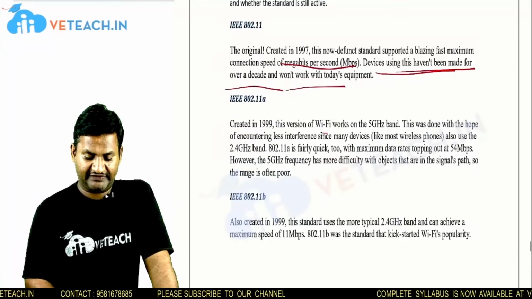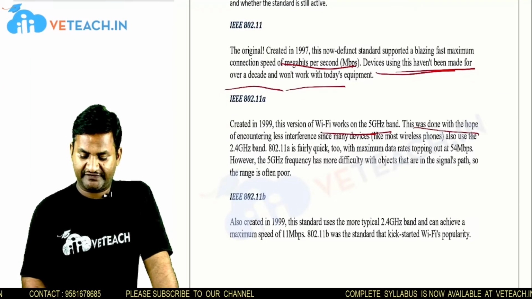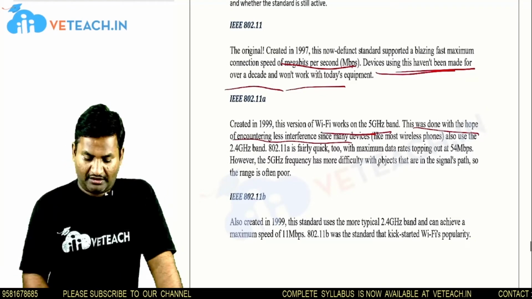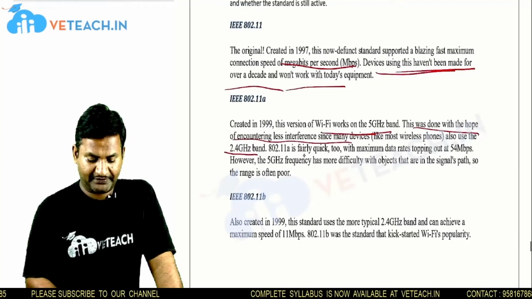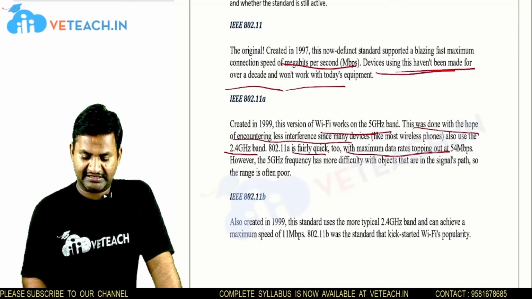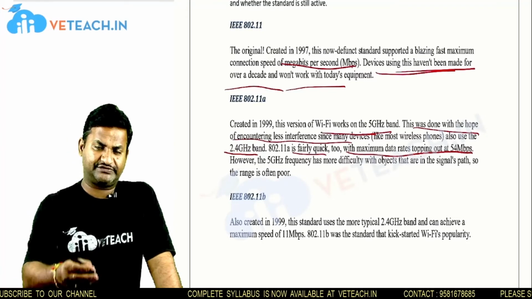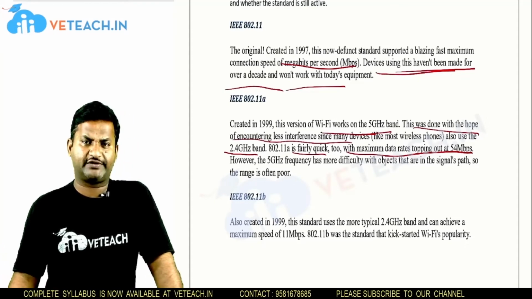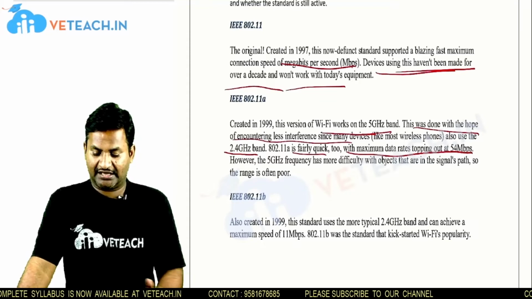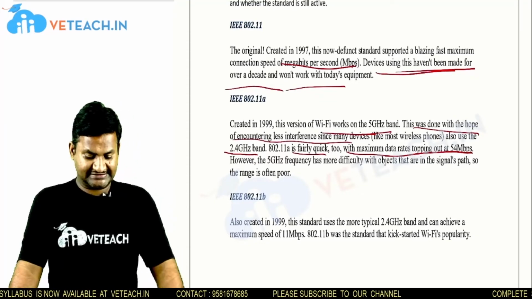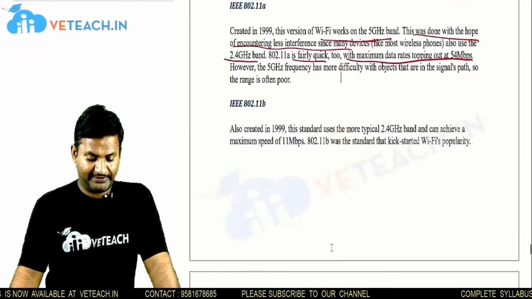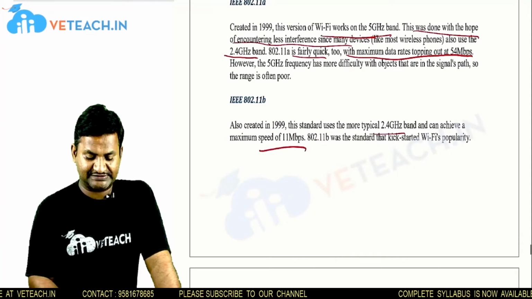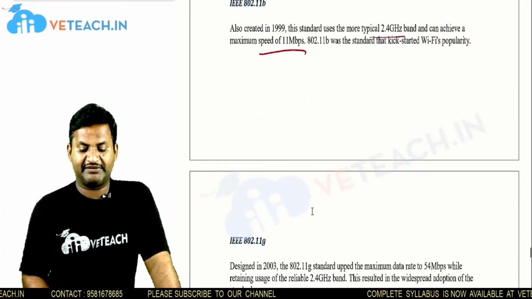Then there is 802.11a. In this version Wi-Fi works on the 5 GHz band. This was done in the hope of encountering less interference, as most wireless phones also use the 2.4 GHz band. It is fairly quick, with a maximum data rate of up to 54 Mbps. So there was a drawback in 802.11, and to overcome that, they designed 802.11a: data rate up to 54 Mbps, frequency 5 gigahertz. Second, 802.11b was also created. The typical frequency is 2.4 gigahertz and the maximum speed is 11 Mbps.